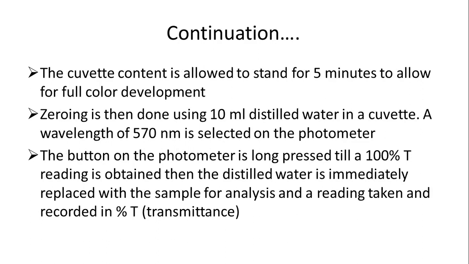After that, zeroing is done using 10 ml distilled water in a cuvette. Zeroing is basically ensuring that your photometer is at zero. You take a cuvette and add distilled water. Distilled water doesn't have any ions or particles in it, so it can be used to ensure that maximum light is passing through your sample. If you use distilled water, you're going to achieve 100% T, that is transmittance of light through your water. So you use 10 ml of distilled water in a cuvette, select a wavelength of 570 nanometers on the photometer, switch it on, and then there's that button on the photometer.